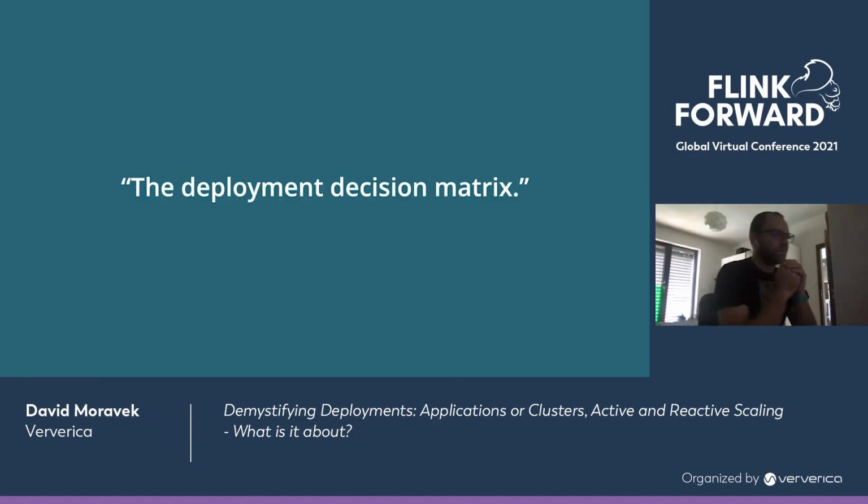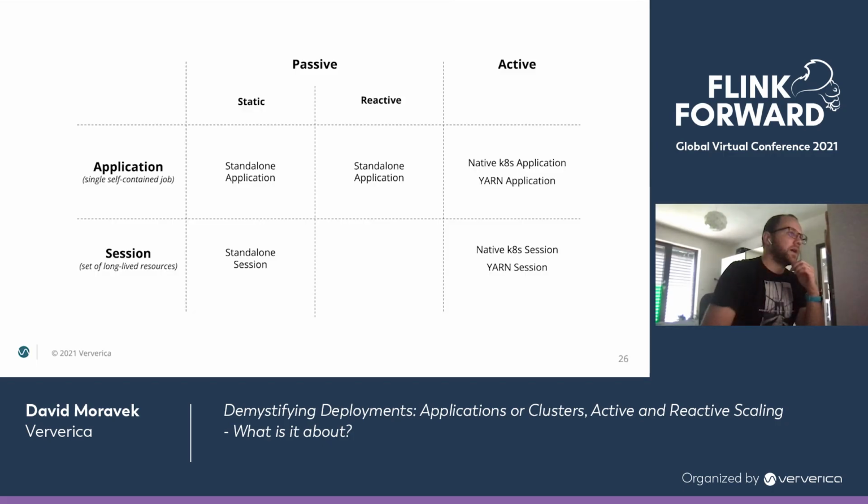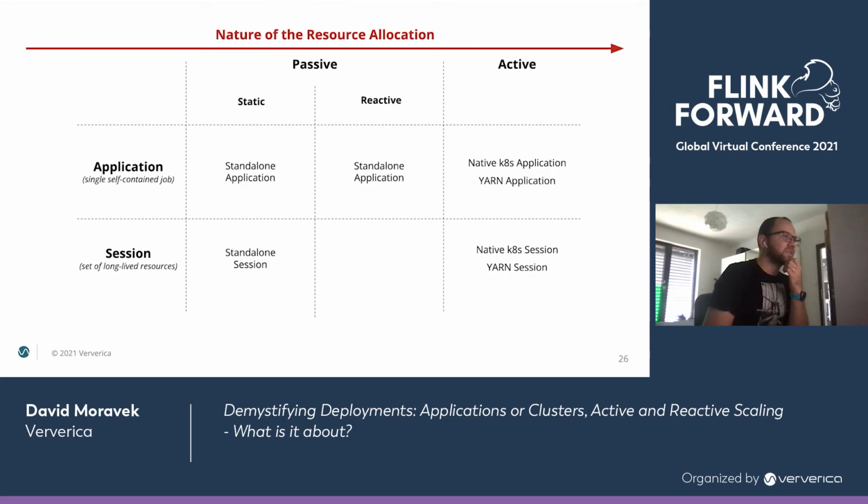Okay, so based on what we have learned so far, we can introduce something that I call the deployment decision matrix. It's basically a fancy visualization of what we have discussed so far. On one axis, you can change the nature of the resource allocation, which is either passive or active integration. Passive, again, means that you need some external system to allocate resources, while active means that Flink does everything for you.